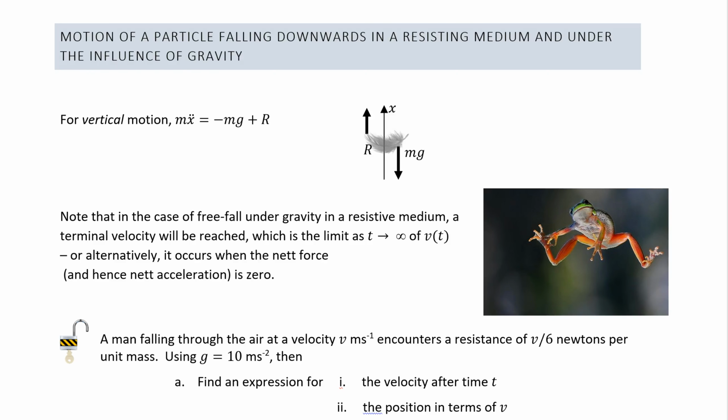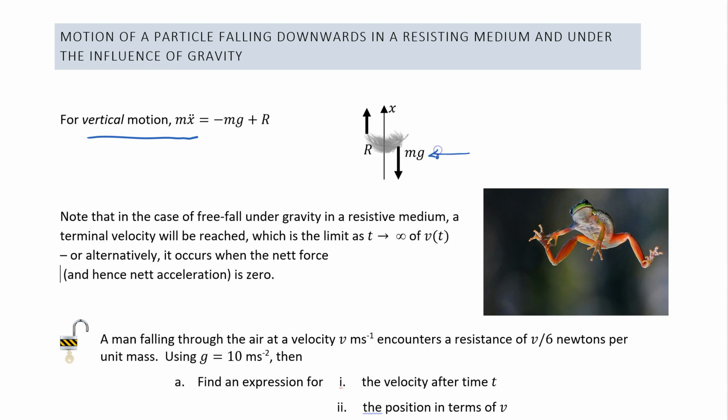Hello mathematicians, we're now going to have a look at the motion of a particle falling downwards in a resisting medium and under the influence of gravity. This is essentially the case of free fall, vertical motion. I'm going to use x double dot rather than y double dot. The variable is irrelevant.